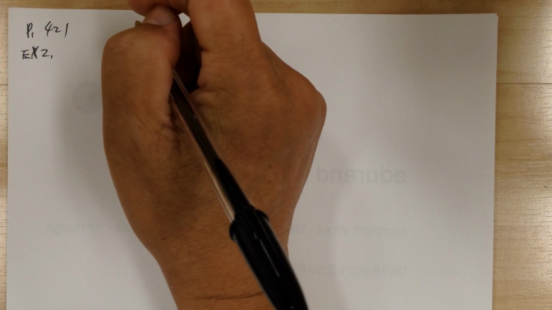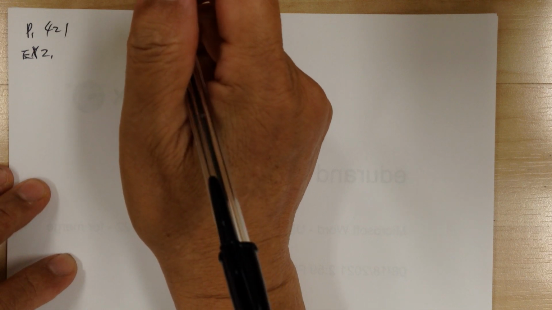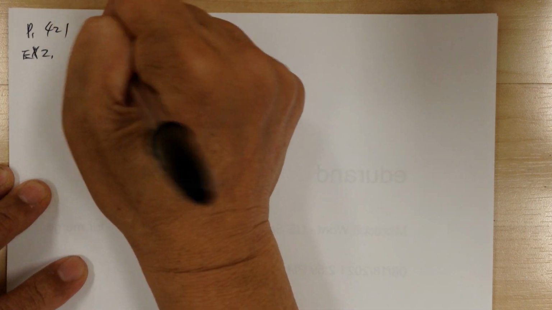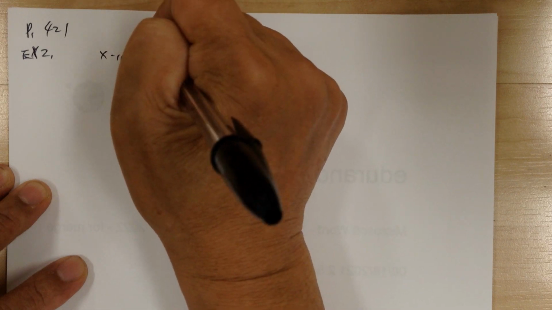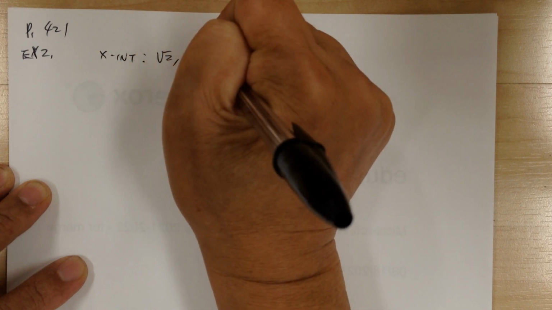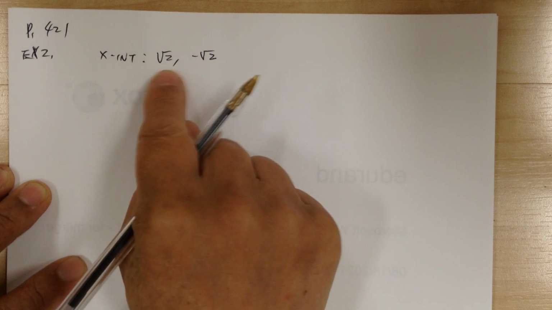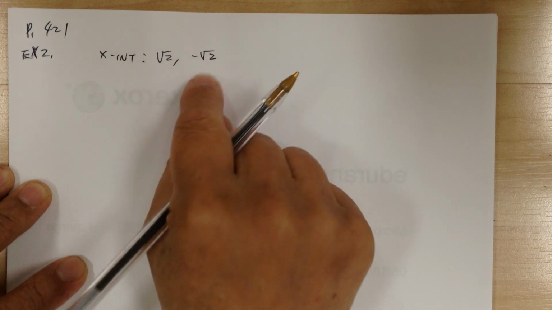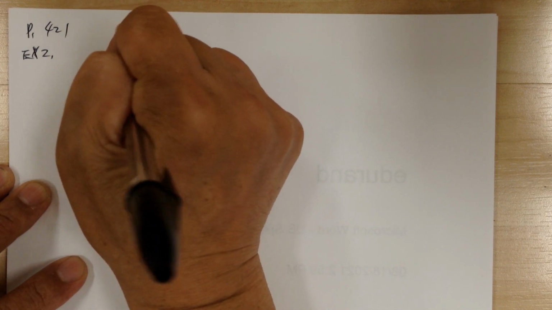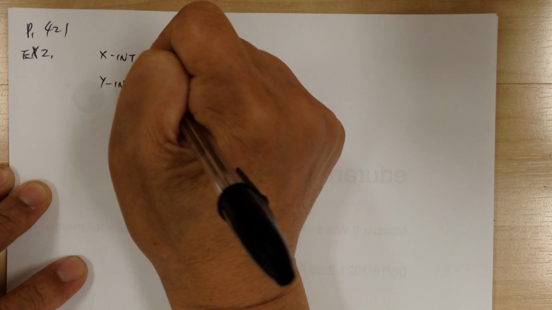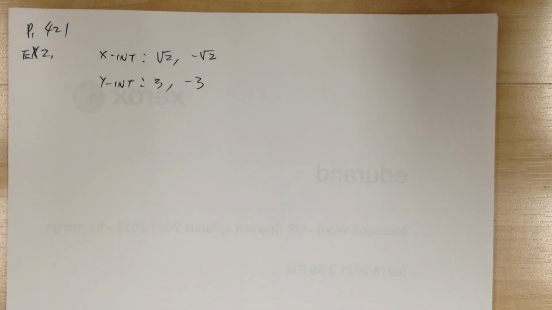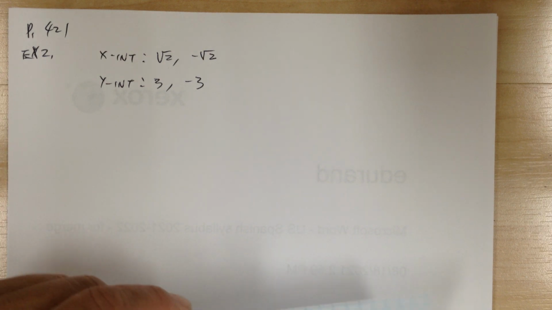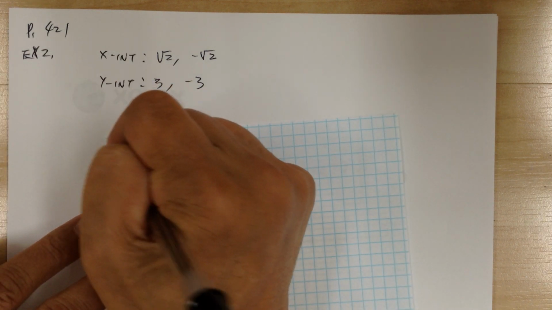Okay, it says find the equation of the ellipse with the x-intercepts at square root of 2 and negative square root of 2. So you don't know if it is a or b yet. And you've got y-intercepts equal to 3 and negative 3, and you're looking for the equation. Again, it helps if you sketch it out. Okay, so example 2.